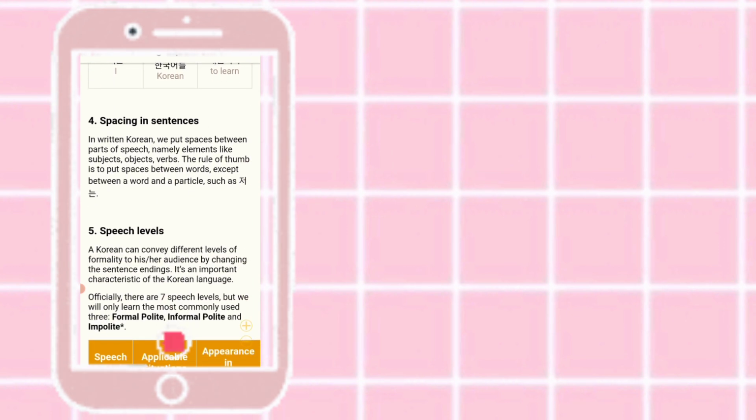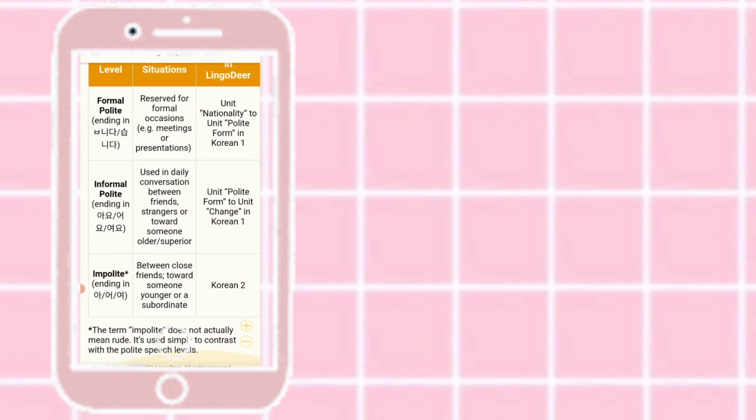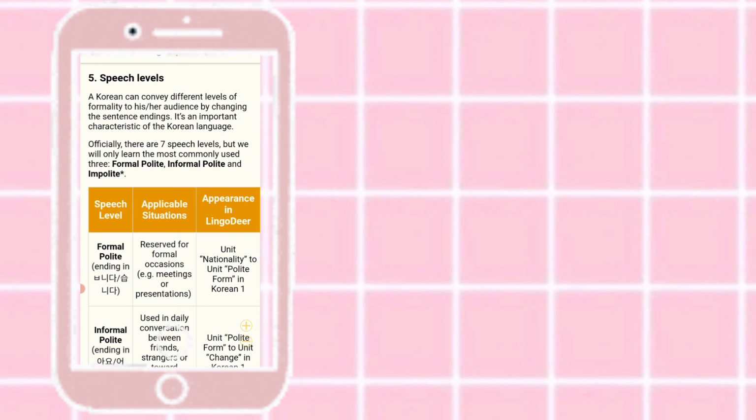Spacing in sentences. In written Korean, we put space between parts of speech, namely elements like subject, object, verb. The rule of thumb is to put space between words except between a word and a particle. So, if you're writing in English, how can I explain it to you? I hope you guys are good at explaining. I'm bad at explaining, by the way. So, I'm going to teach you the fifth one, and I'm going to end the section here.